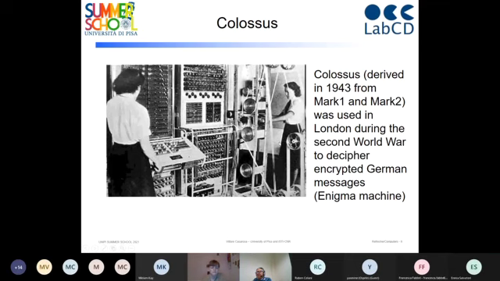In any case, the message here is that really in a few years, from '42 to '46, there has been a tremendous advance in the technology of computers, just because there was a lot of money.